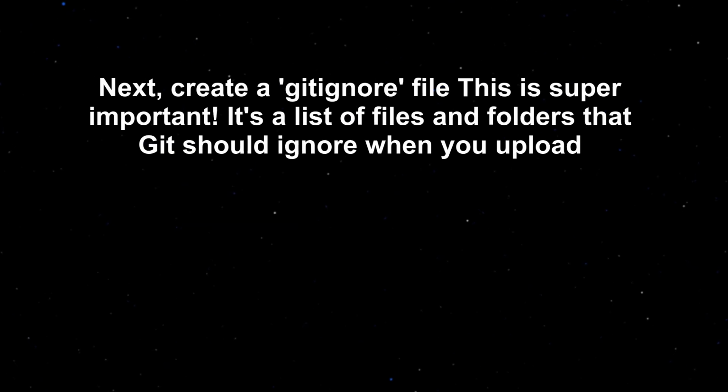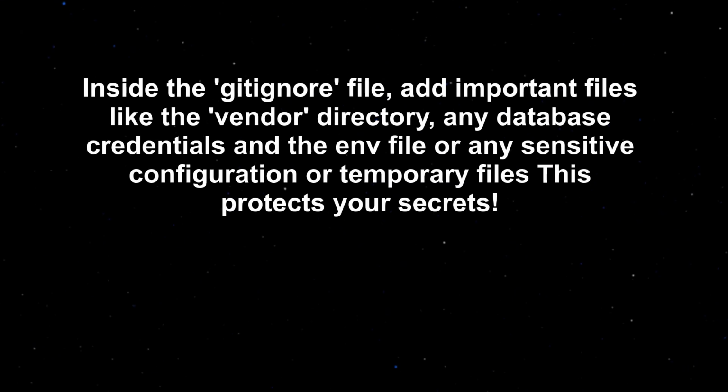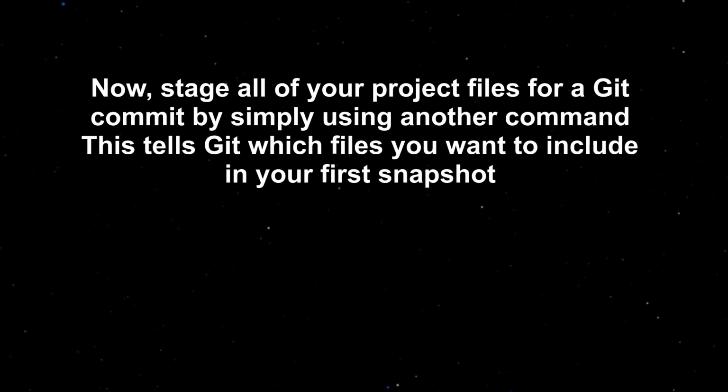Next, create a gitignore file. This is super important. It's a list of files and folders that Git should ignore when you upload. Inside the gitignore file, add important files like the vendor directory, any database credentials, and the env file, or any sensitive configuration or temporary files. This protects your secrets. Now, stage all of your project files for a Git commit by simply using another command.